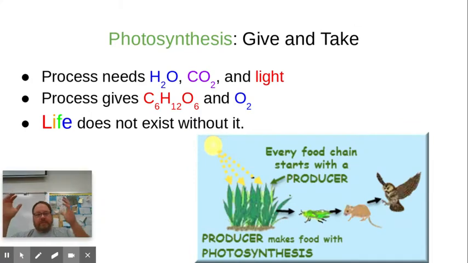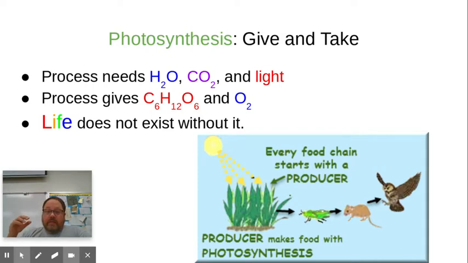All right, so big picture, what do we know? What does a plant need? You've got to give it water. You've got to give it light as an energy source. And we know we've got to give it carbon dioxide for carbon. What do plants give us? They give us the food we eat, sugars, and they give us the oxygen we breathe.